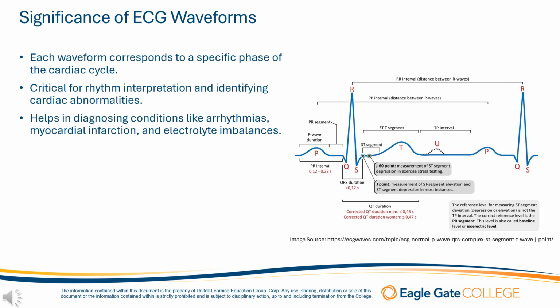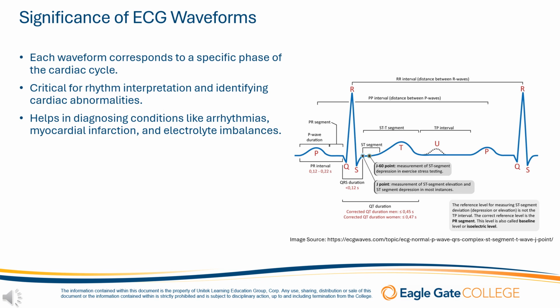torsade de pointes. The ST segment indicates the period when the ventricles are depolarized. Elevation or depression can signal myocardial ischemia or infarction. And the U wave represents repolarization of the Purkinje fibers, but it's generally not prominent on the ECG. Prominent U waves are often seen in hypokalemia. We need to make sure that we're accurately interpreting these ECG waveforms so that we can determine the heart's rhythm.